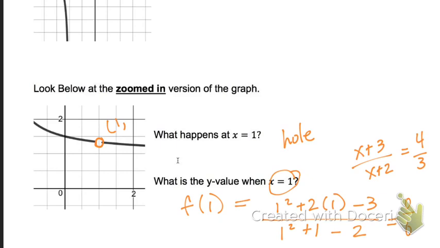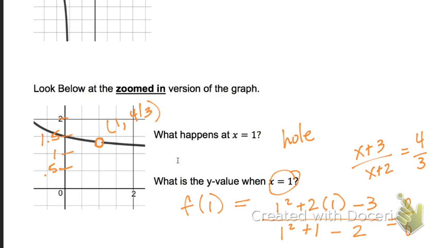4 over 3 is like 1 1/3. This is counting by 0.5. Oh, okay. Yeah, I was confused. Yeah, it's 4 over 3. This is like 1.5. This is about 4 over 3.